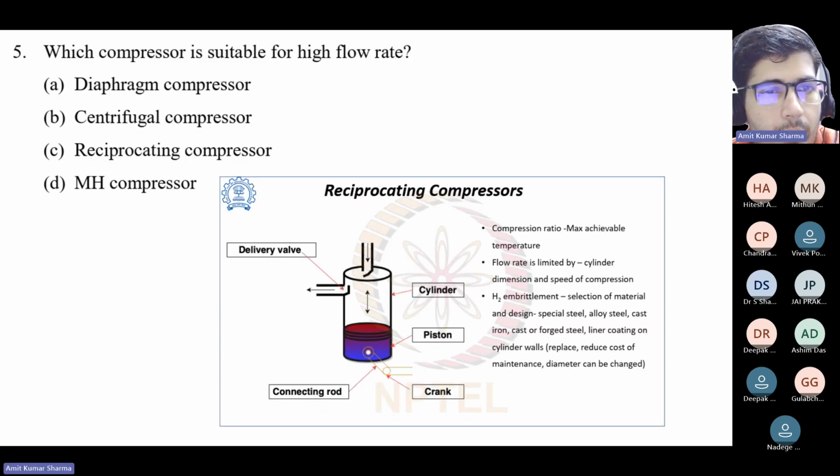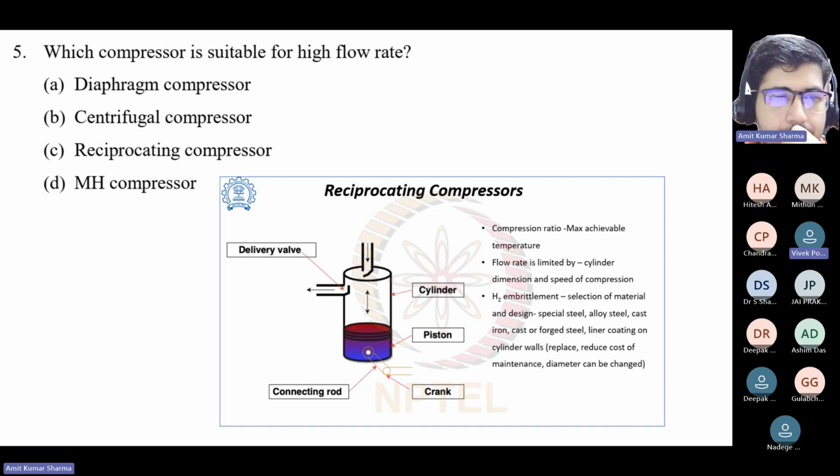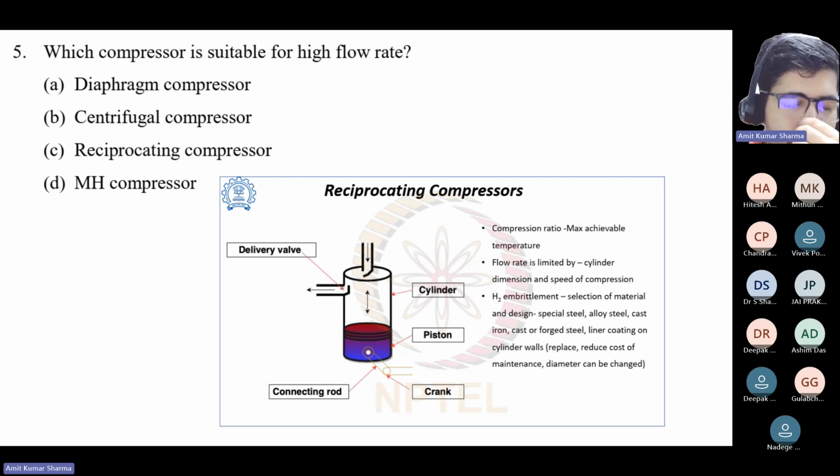Which compressor is suitable for high flow rate? Diaphragm, centrifugal, reciprocating, metal hydride. It's the reciprocating compressor. We have already covered this, I think. What is the maximum flow rate that we can go to? Maybe in the range of 10,000. Yes, 10,000. In previous slides we have covered this: a reciprocating compressor can go up to 10,000 normal meter cube per hour of flow rate. The correct answer is C.